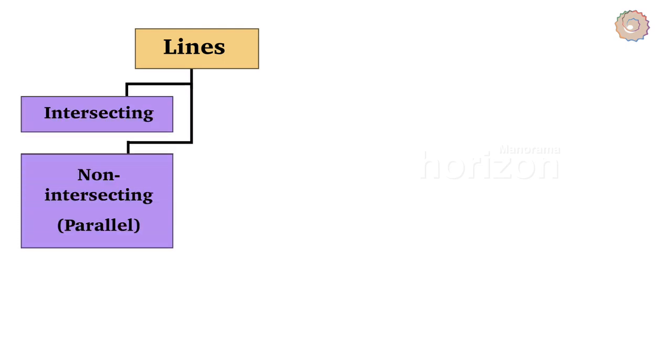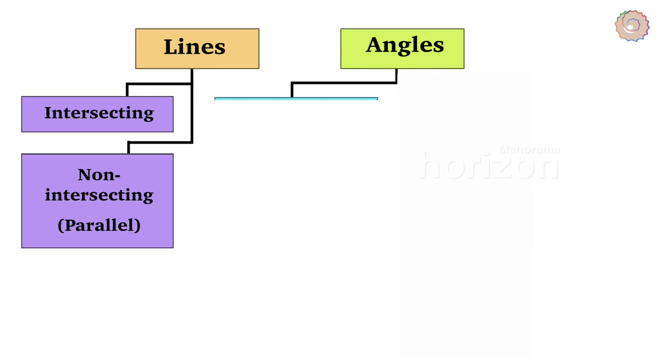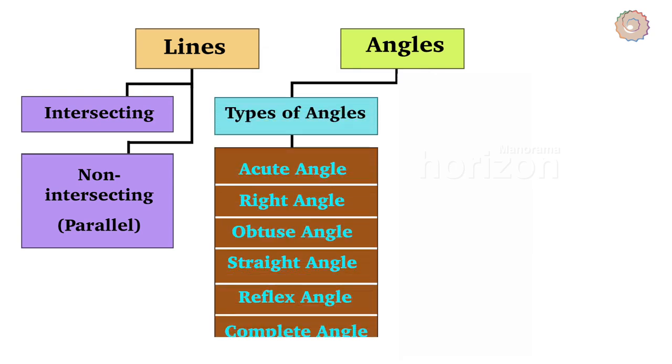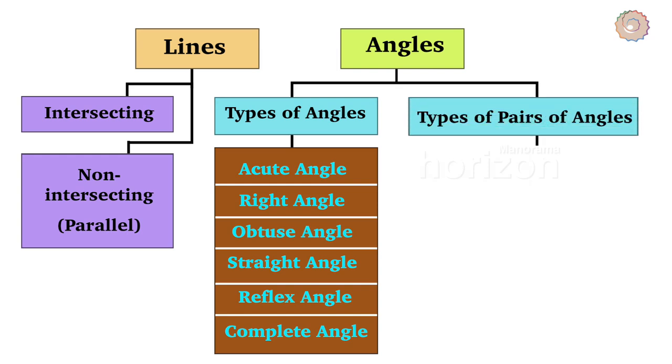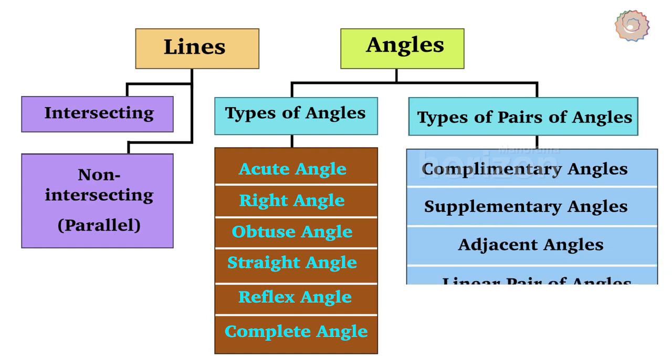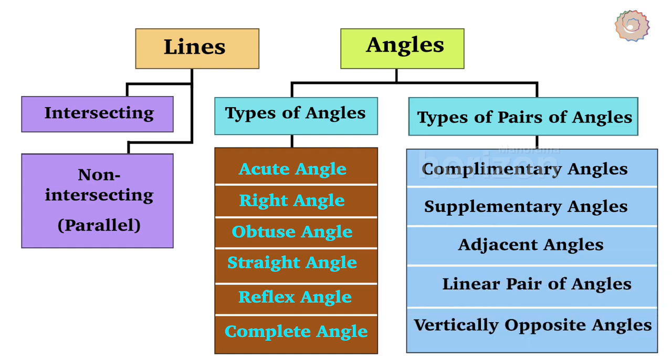So we can conclude that lines can be of two types, that is intersecting or non-intersecting, that is parallel lines, and angles can be acute, right, obtuse, straight, reflex and complete angles, and based on the types of pairs of angles, they are complementary, supplementary, adjacent, linear pair and vertically opposite angles.